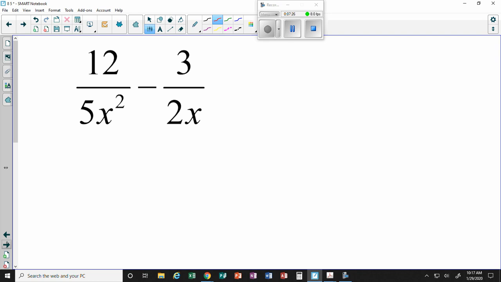So what do I have to multiply 5 by to get to 10? 2. If I do it on the bottom, I also have to do it on the top. Okay? So what do I have to multiply 2 by to get to 10? 5. So if I do the bottom, I also have to do the top. So I took care of the coefficients. Now I need to get my variables to be the same. Anybody know what the common denominator of x squared and x is?